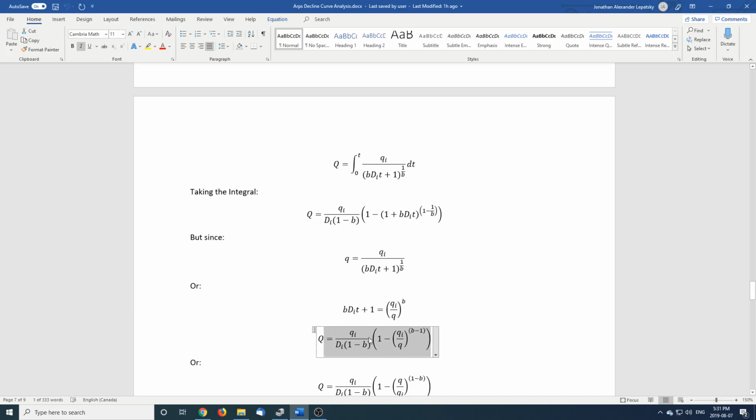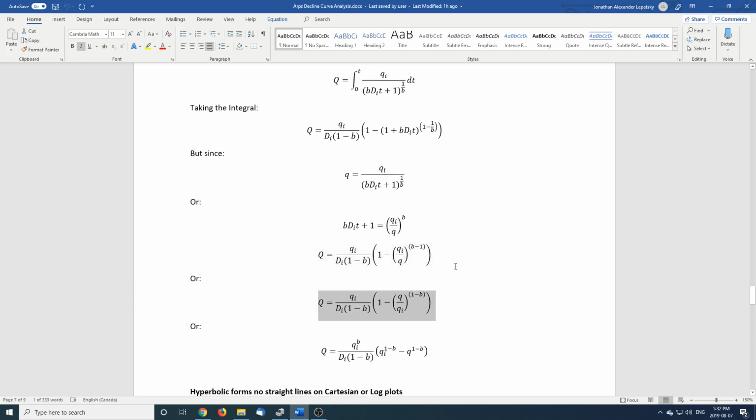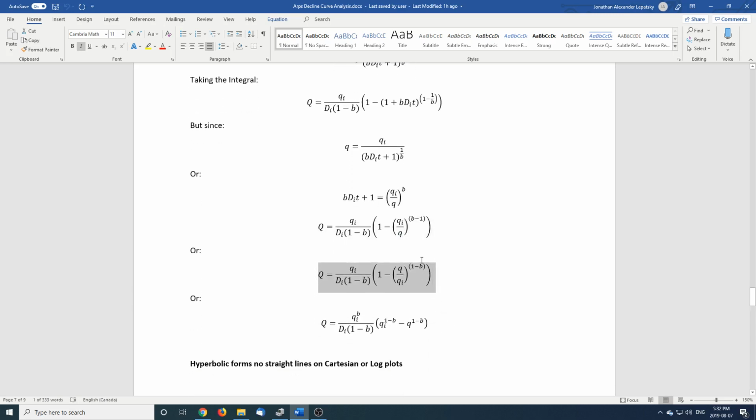Some people just write the equation like this. Another way to write it is as such, and in order to get to this form, all you do is multiply the exponent by -1, and that will flip this one into this space, and then it looks like this. Sometimes it's written like this, and I just wrote it like this to show you how to get that version of it.